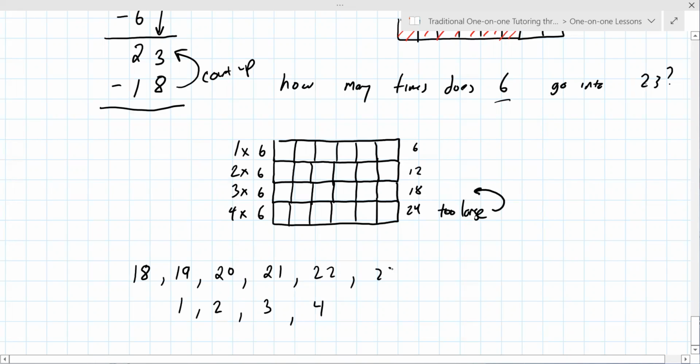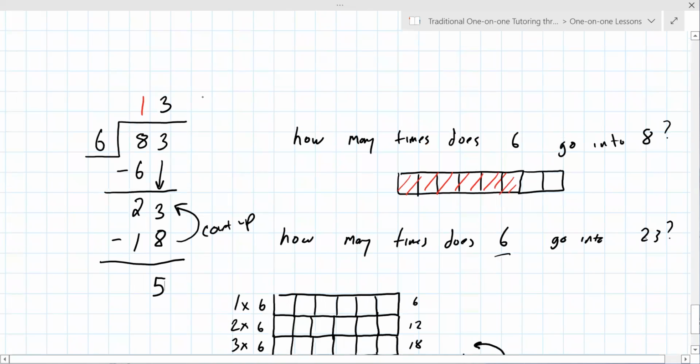23, okay, and what does that equal? What does that count up to? What's the next number? 5, 5. So 23 minus 18 is 5. Okay, so in terms of our problem, that means there's a remainder of 5.